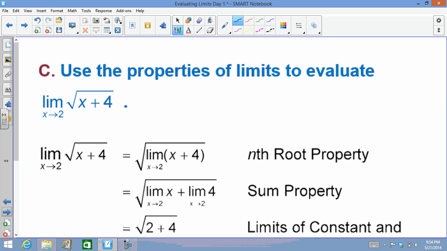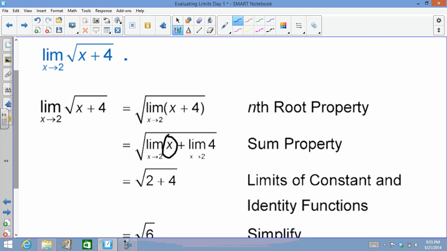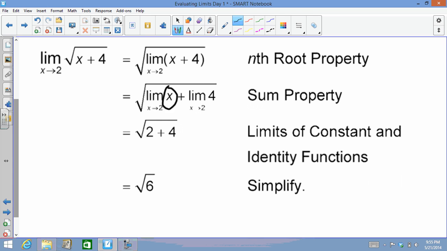Here's our next problem. This time I have a square root. So I'm going to be putting a 2 in place of x wherever I see an x in my equation, and then just simplifying. So when I do that, I'm going to replace this x with a 2. And when I do that, I get the square root of 2 plus 4, otherwise known as the square root of 6. And that's my limit. It's as easy as that.